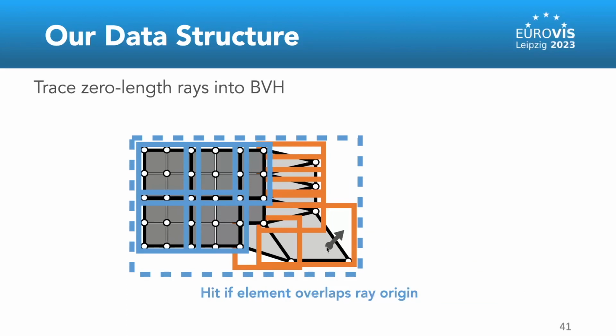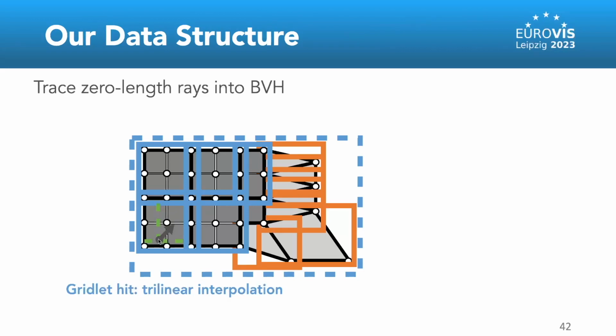And here, what we detected is that we come out in an unstructured element, in a hexahedron supposedly, and then we know that we sampled this element. And if we happen to sample a gridlet, it is indicated here. What we have to do is we perform trilinear interpolation inside that gridlet. So there's special handling for this data type.